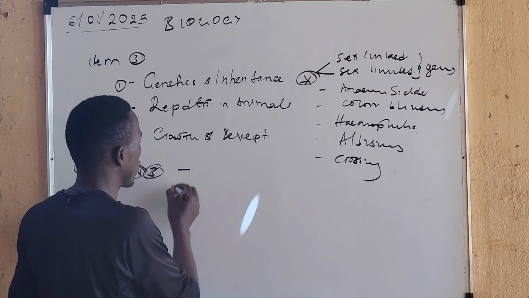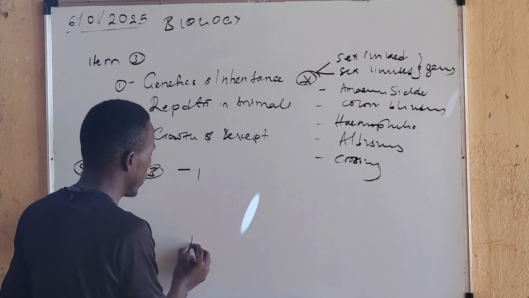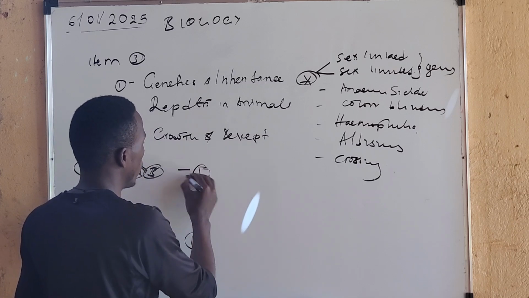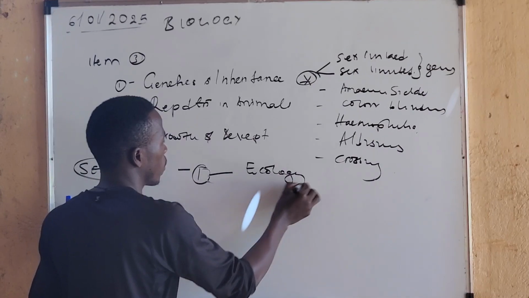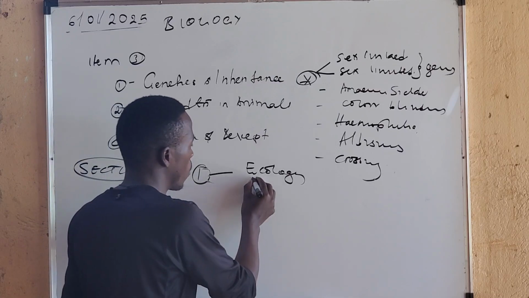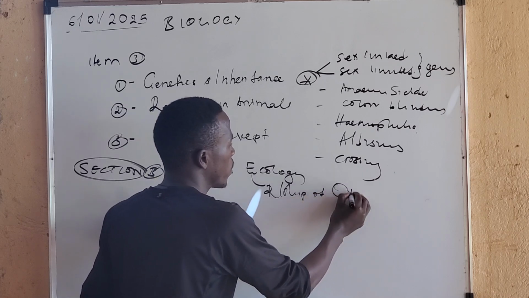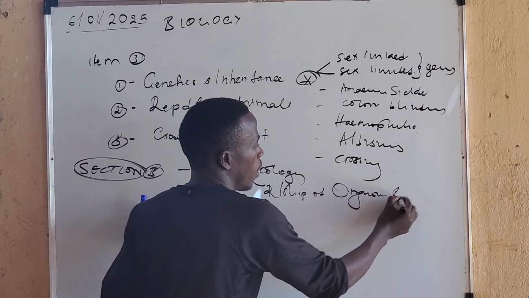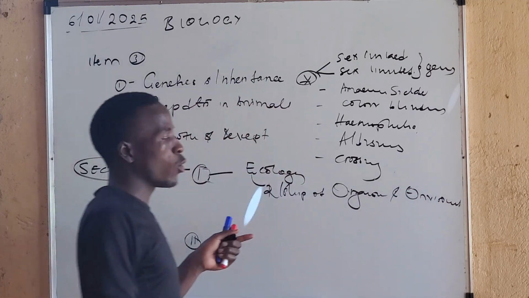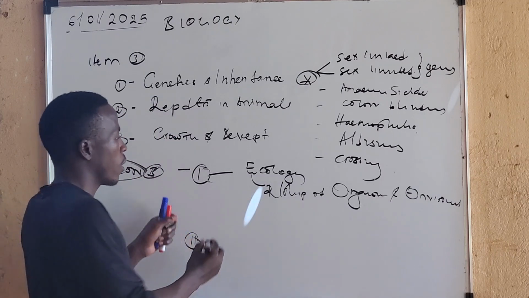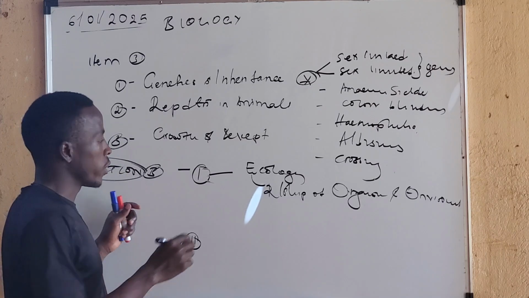Now let's go to section B. Section B has part 1 and then part 2. Part 1 has one major topic which is called ecology. In ecology, we talk about the relationship of organisms and environment. The way you behave with the environment is called ecology. And these are 2 items of the same kind.